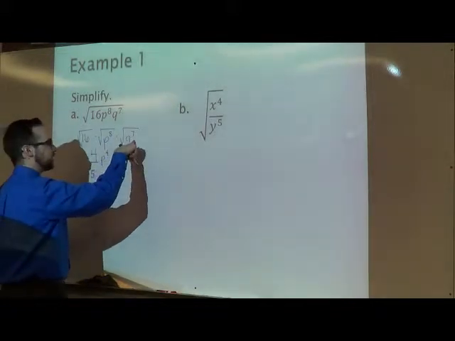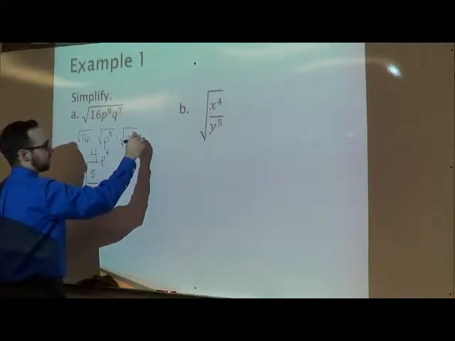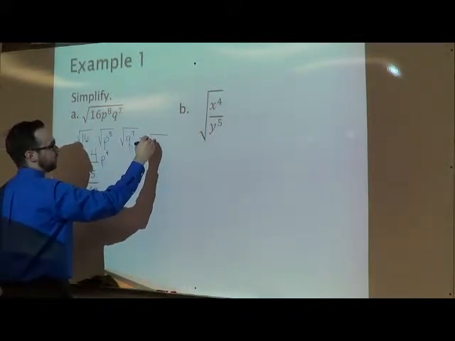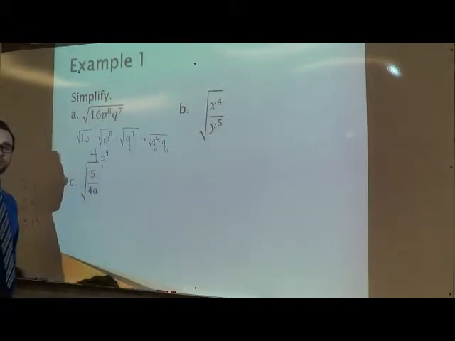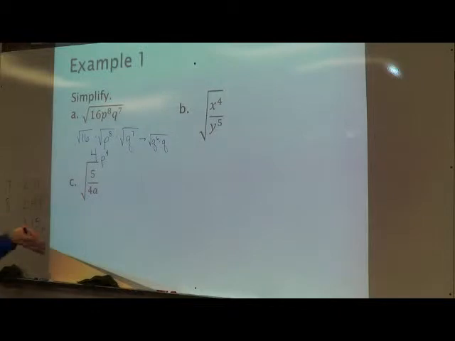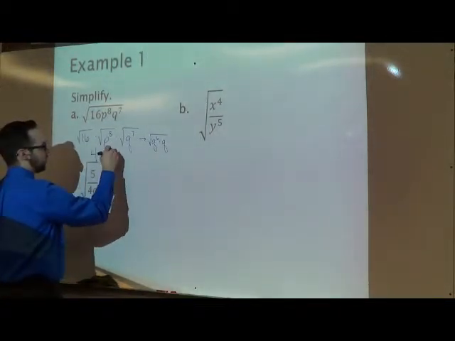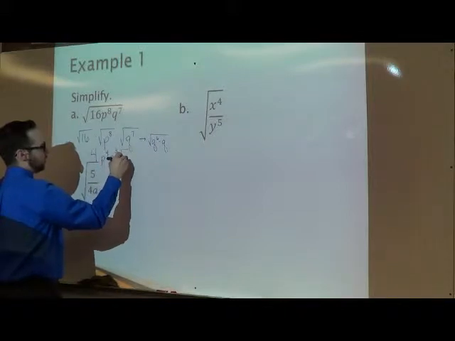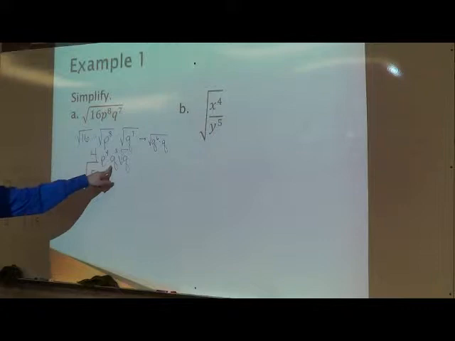Now this one we're going to need to separate. I can separate this into the square root of q to the 6th times q. So you separate it so that you have 1 left over and then you have an even. So the square root of q to the 6th is just q to the 3rd. And then we have the square root of q left over. So your answer is 4p to the 4th q cubed times the square root of q.